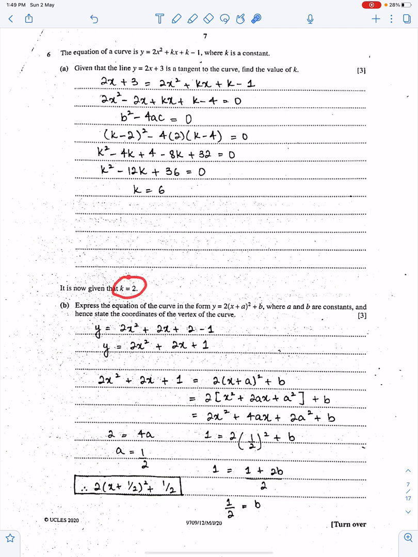It is now given that k is 2. Express the equation of the curve in this form. This is the completed square form. This is so simple. We just need to substitute k here, and then we just need to compare this equation with this form. By comparing the coefficient method, we have the values of a and b. A is half, b is half. Make sure you substitute a and b over here. So this is the required form. So always solve this part by comparing the coefficient method. That's the answer.